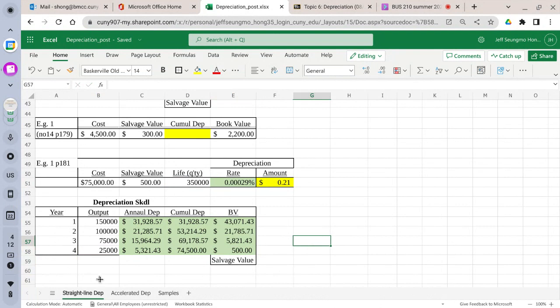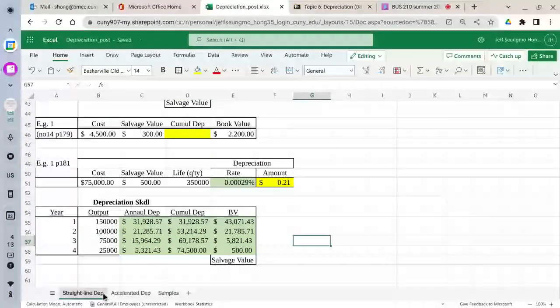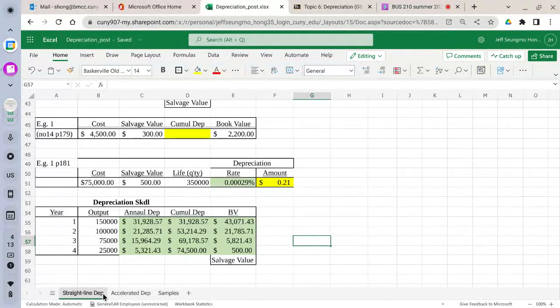So now that leaves us to the right point to take a break. And let's take a 10-minute break. And when we come back, we'll go into accelerated depreciation. Okay. All righty. So let's take a 10-minute break.